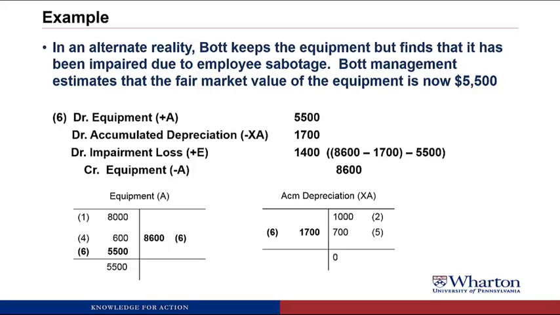We also credit equipment for $8,600 to pull out the historical cost of the equipment that we had pre-impairment. We take out all of the accumulated depreciation, so essentially we're starting over. So we debit accumulated depreciation for $1,700. Our debits don't equal our credits at this point, so we have to plug and debit to impairment loss for $1,400, which is the difference between the net book value of $6,900, which is $8,600 minus $1,700, and the new fair value after the impairment of $5,500.